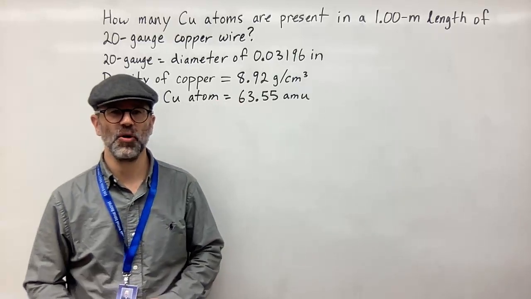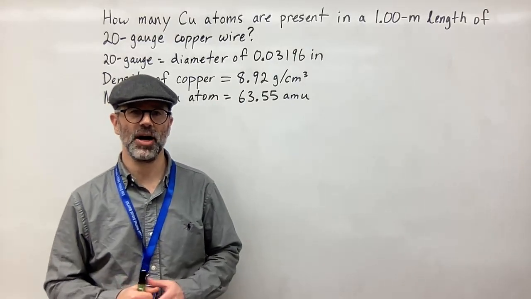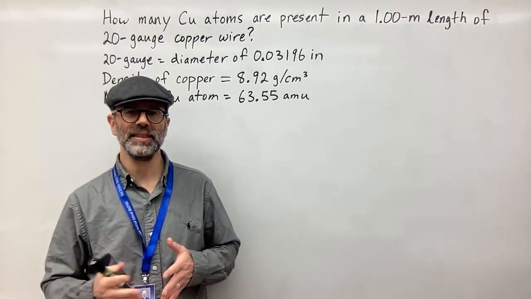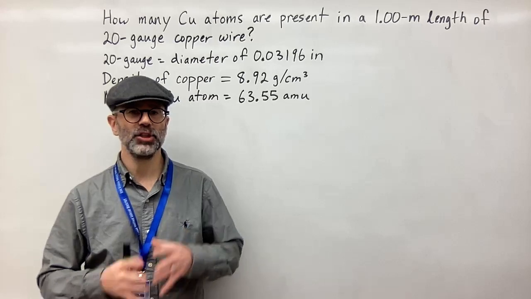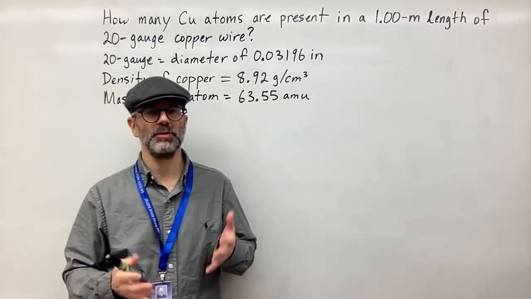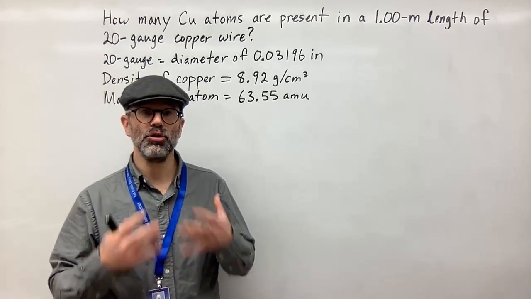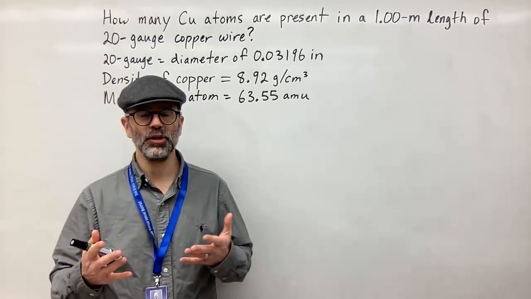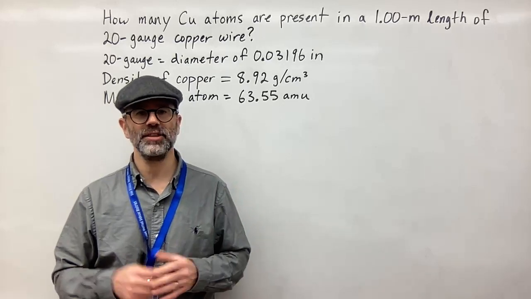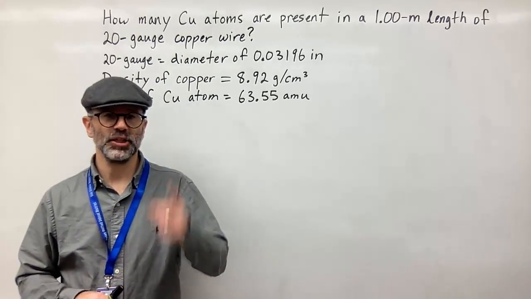My name is Mr. Cobalt, and in this video I'm going to be talking about how to calculate the number of atoms that are present in a certain length of a certain gauge wire. So again, this is an example problem or practice problem in which you can use your skills of using conversion factors to help you solve a problem. So let's get into this.